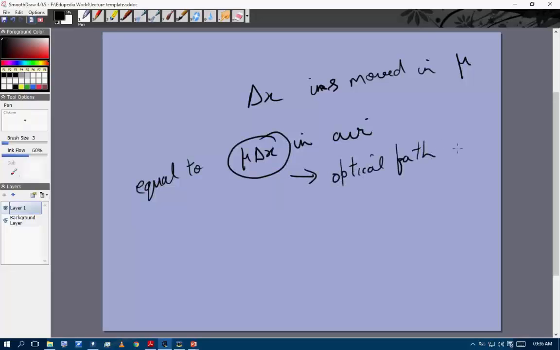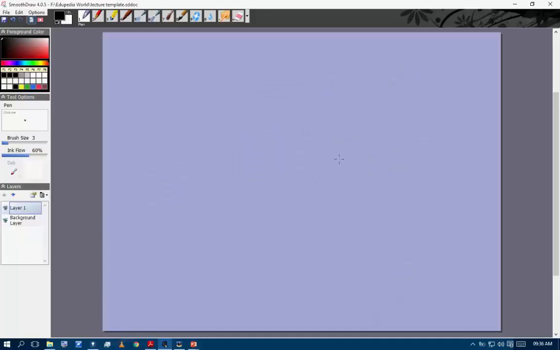All this ultimately arises from the fact that phase difference is in the form of kx, and k changes with mu, right? So if mu is different, k will be different, and then delta x will not just correspond to the phase difference. We have to take care of this optical path mu as well. So whenever light travels a distance delta x in mu, it is the same as traveling a distance mu delta x in air, and we'll use this in our next topic, interference from thin films.